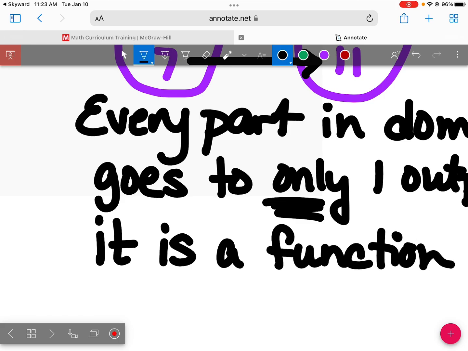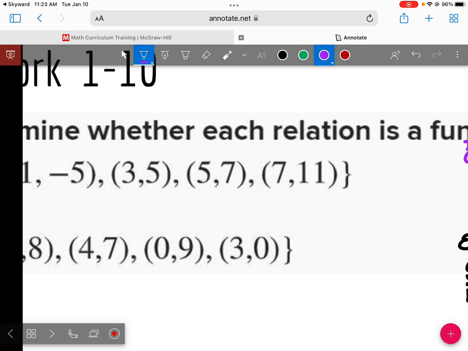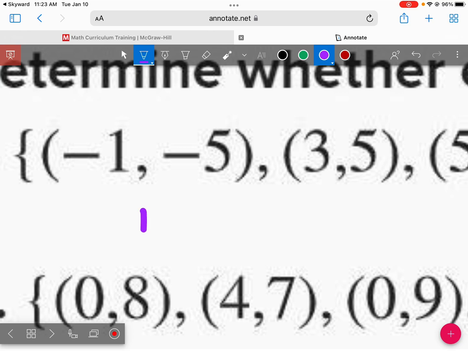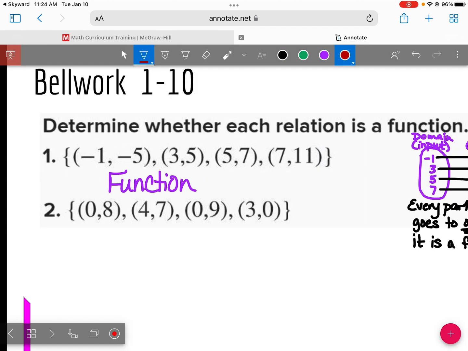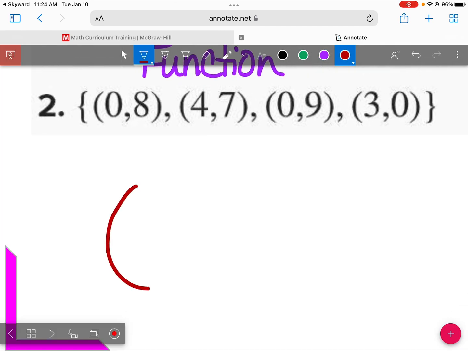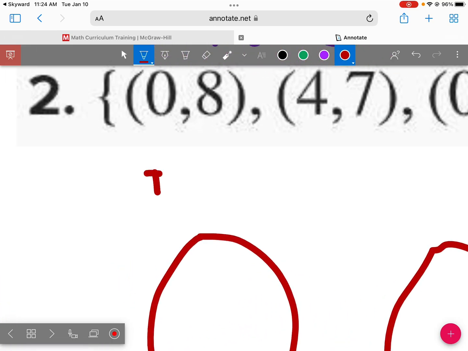So what do we think about number 1? Function or not a function? Number 1 is a function. Let's look at number 2. Let's try the same kind of thing. I'm going to do a relation mapping. So I'm going to draw out my domain, my inputs.